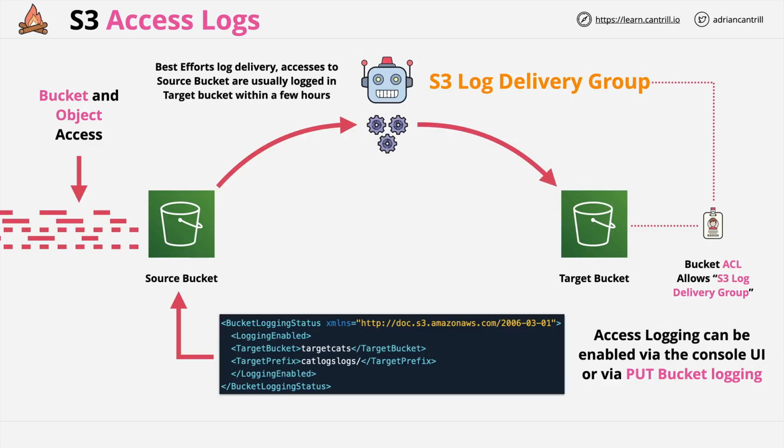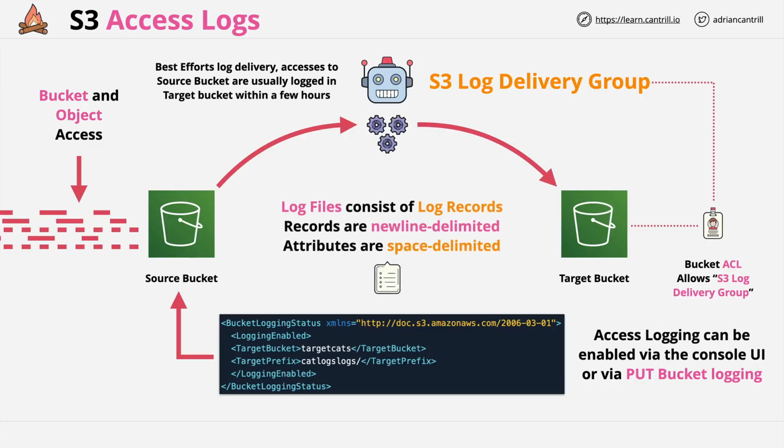Now, logs are delivered as log files, and each file consists of a number of log records, and these are new line delimited. Each record consists of attributes such as date and time, the requester, the operation, status codes, error codes, and much more. If you've seen an Apache log file, then these are very similar. Now, each attribute within a record is space delimited, so the records within a file are new line delimited and the attributes within a record are space delimited.